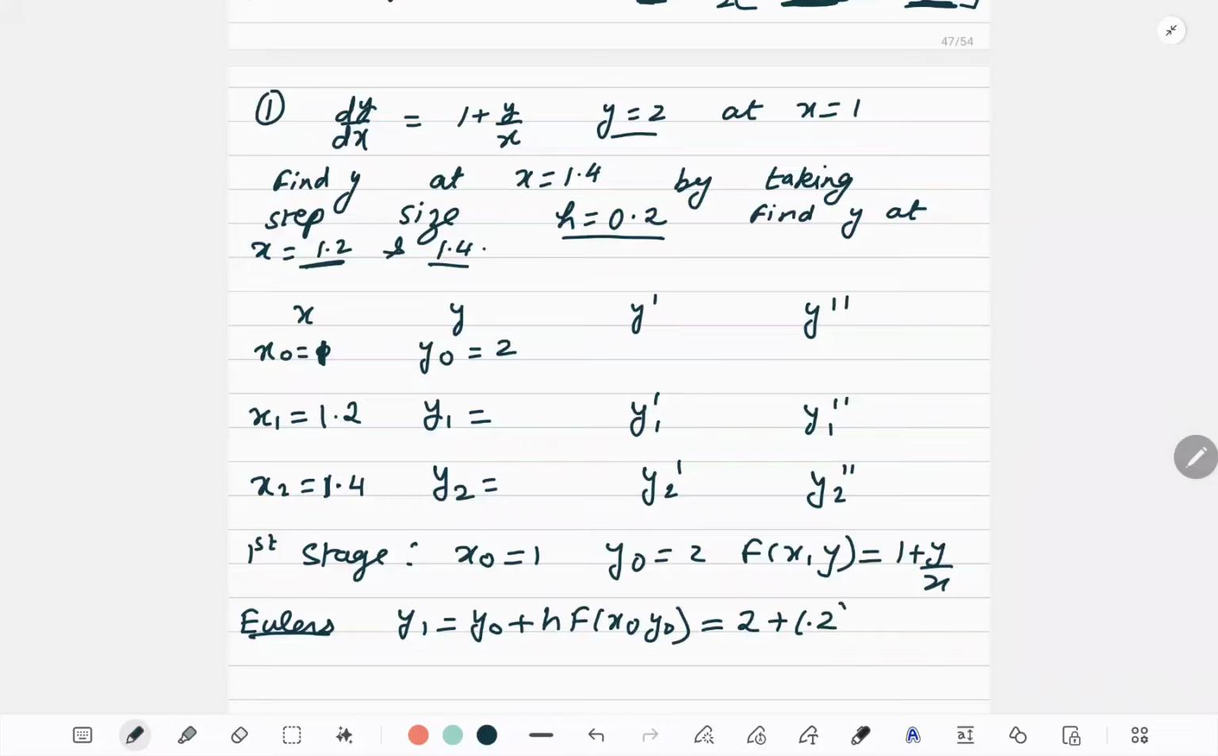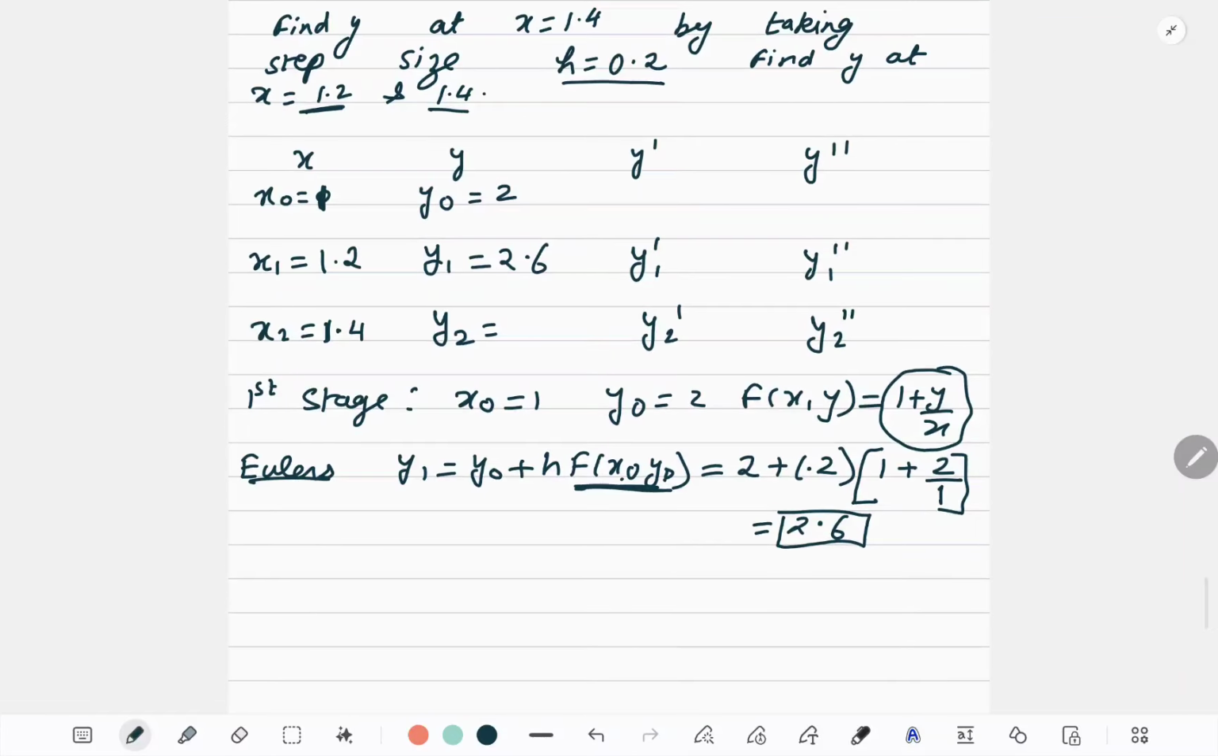h is 0.2. Now value of function at x0 y0 means in this function, in place of x and y, you will put x0 and y0. So 1 plus y0, that is 2, upon x0, that is 1. Right? So this will become 3. 3 into 0.2 is 0.6 and 2 plus 0.6 is 2.6. Right? So this is my y1 value. This y1 value will go here.